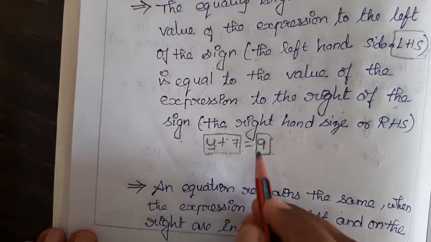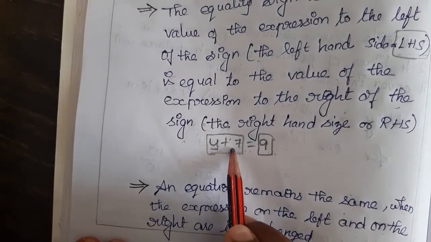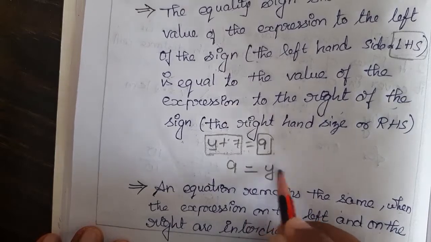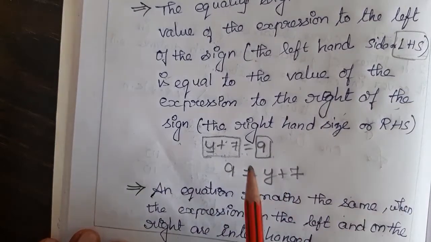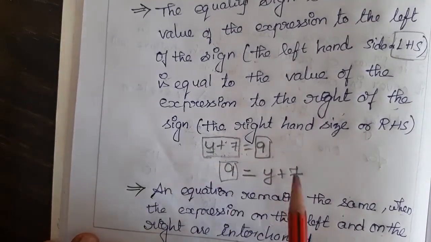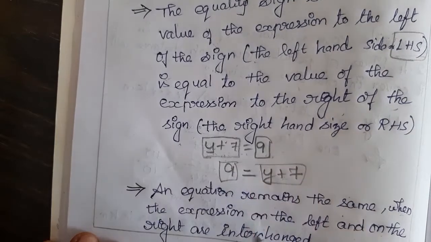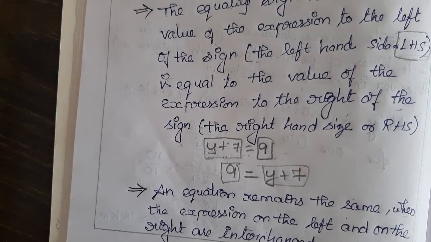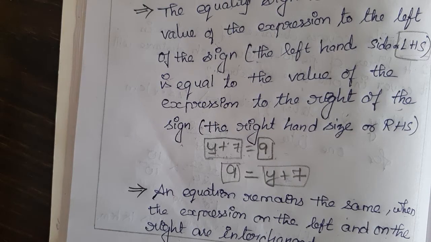For example, this LHS is y plus 7 and the RHS is 9. Now I am going to write it as 9 is equal to y plus 7. So now the 9 is in the LHS and y plus 7 is in the RHS. Even so, the equation remains the same.